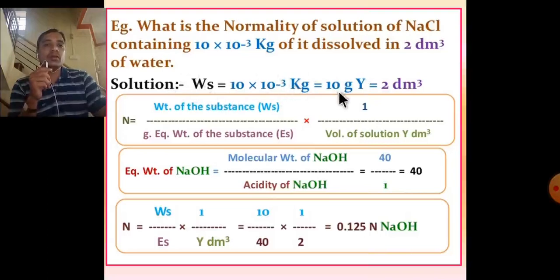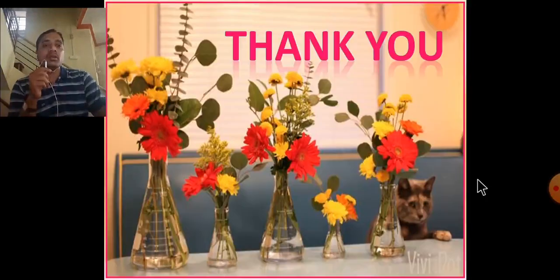Ws is given in kg, which is then converted into gram, and the volume of solution is 2 dm cube. Then using this formula, substitute the values. The equivalent weight of NaOH is given to calculate; the equivalent weight is 40. Then put the weight of substance 10, equivalent weight 40, into 1 upon 2. The normality of the solution is 0.125 normality of the NaOH.